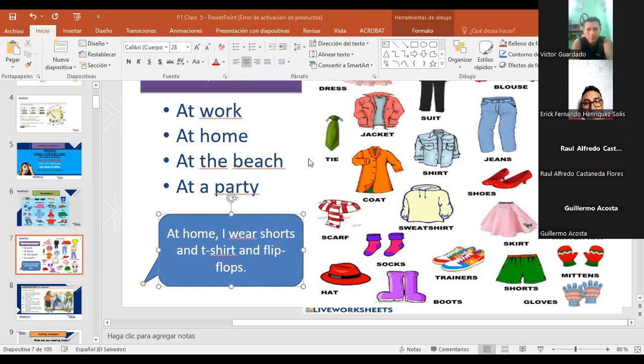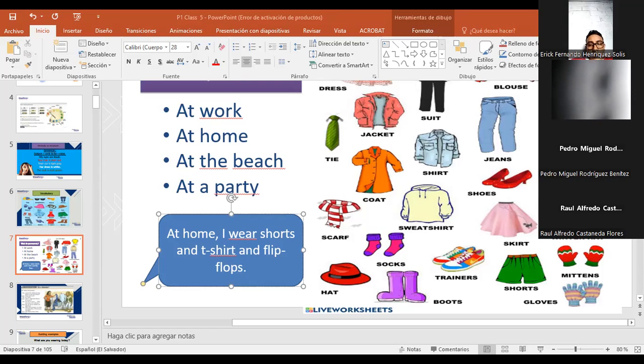Shorts, hat, sunglasses, a hat, a bikini. A bikini, what do you wear at the beach? Shoes, suit, jacket? I wear shorts and sunglasses, okay. And the girls, do you wear a bikini or a swimsuit? Es un traje de baño. I wear a swimsuit and sandals. And sunglasses and a hat.